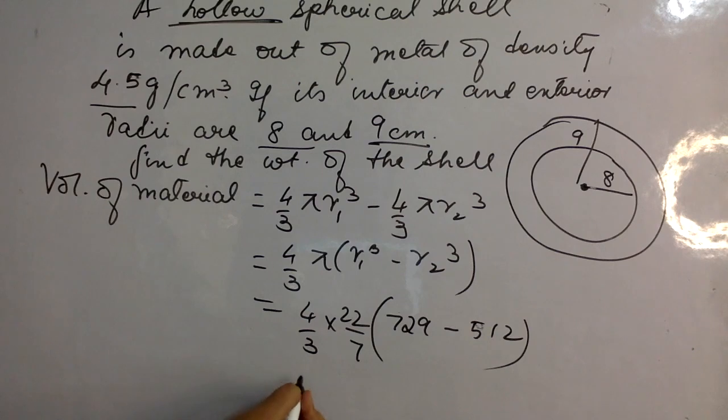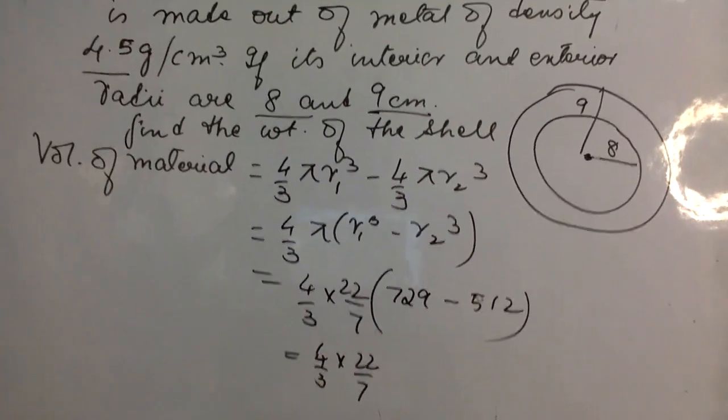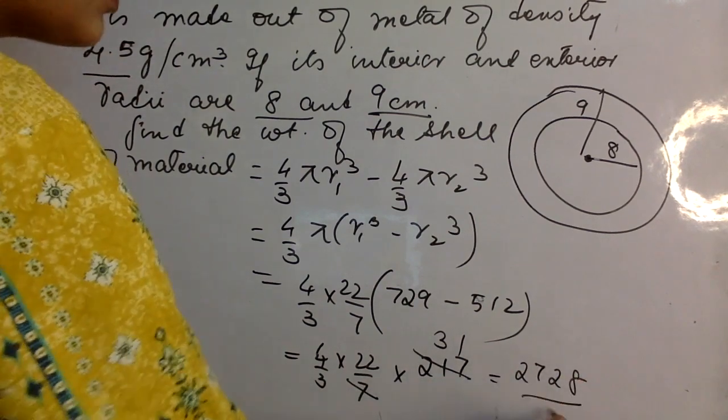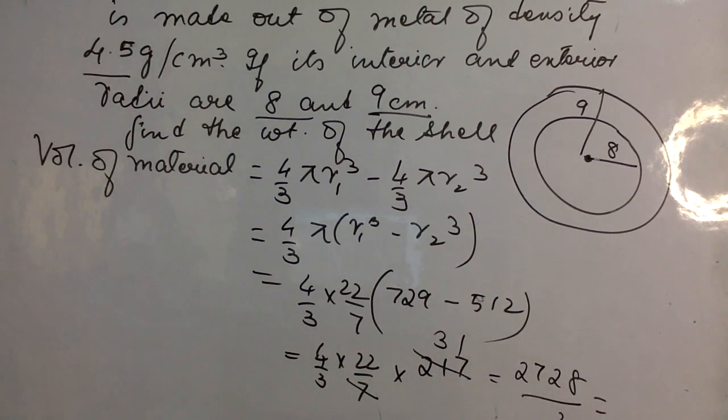So here how much do we get? 4 by 3 into 22 by 7, and then on subtracting we get 217. Now this goes by 7 clearly, 31, right? So if we multiply the numerators, we get 2728 by 3. Now that is going to give us a decimal answer for sure.